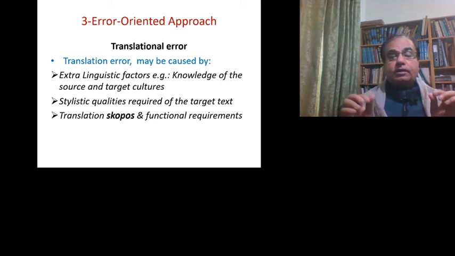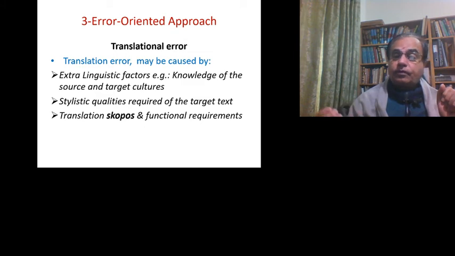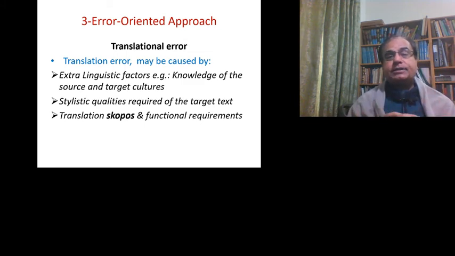Scopos, in a very quick way, we can say means the intention of translating any text into the target language. What is the purpose of translating? And the purpose defines many things: how the text should be translated, what should be kept in mind while translating this text, and so on. The point here is that when scholars discuss translational error, they have all these factors surrounding the error in translation, not the linguistic error. They try to define the error in the light of all of these factors.